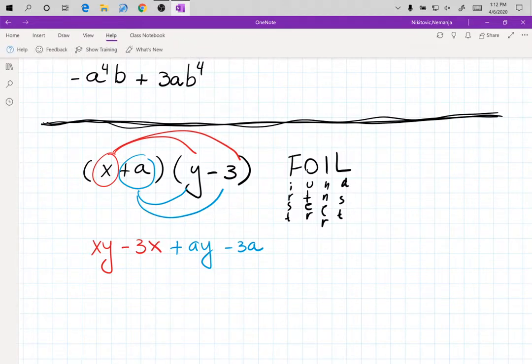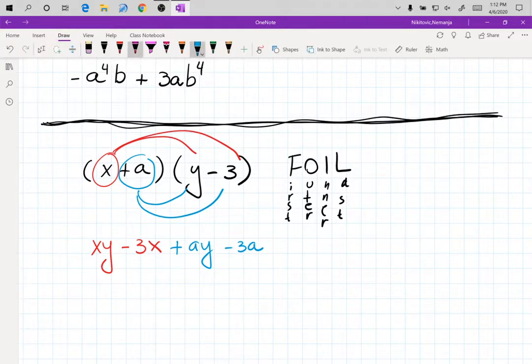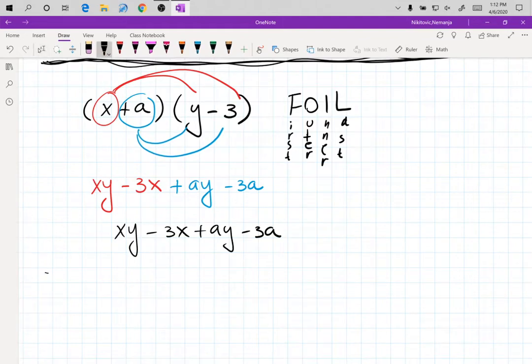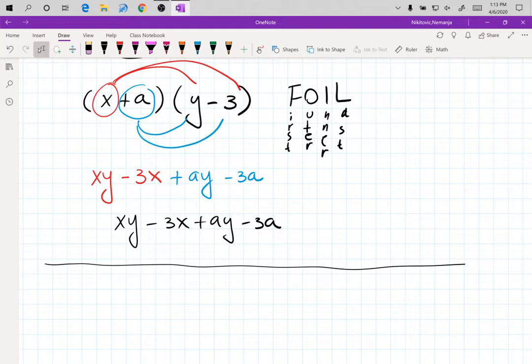And we can't really combine any terms because none of these are like terms. So I'm just going to have xy minus 3x plus ay minus 3a, and that's the end. Right? In this case, we couldn't combine anything. So we were more interested in learning distributing each term from the first parenthesis into each term of the second parenthesis. And then we have the red part, then we have the blue part.